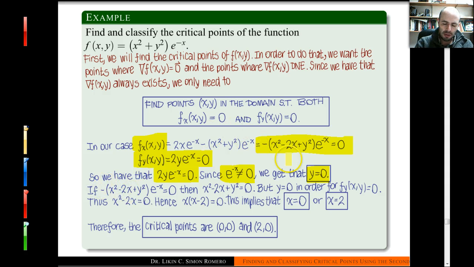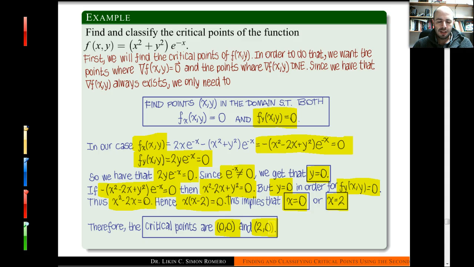Once we have that y is equal to 0, I will plug it in the first equation. So we have this equation over here. First of all, let me divide by e to the minus x. Now I'm going to plug in y equal to 0. That leaves us with x squared minus 2x equal to 0. Factorizing, you have this, and we end up with x equal to 0 or x equal to 2. So our critical points are x equal to 0 and y equal to 0, or x equal to 2 and y equal to 0. Those are the two critical points.